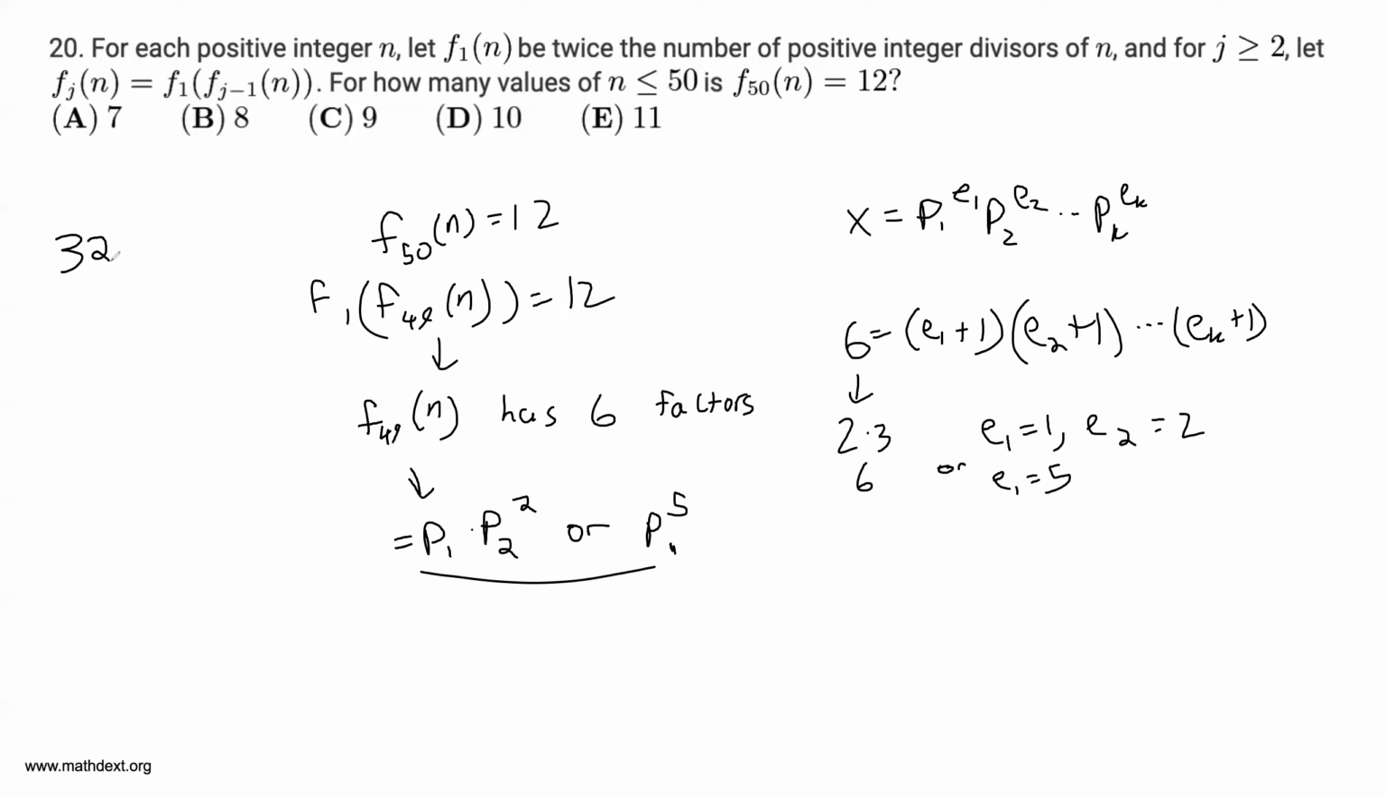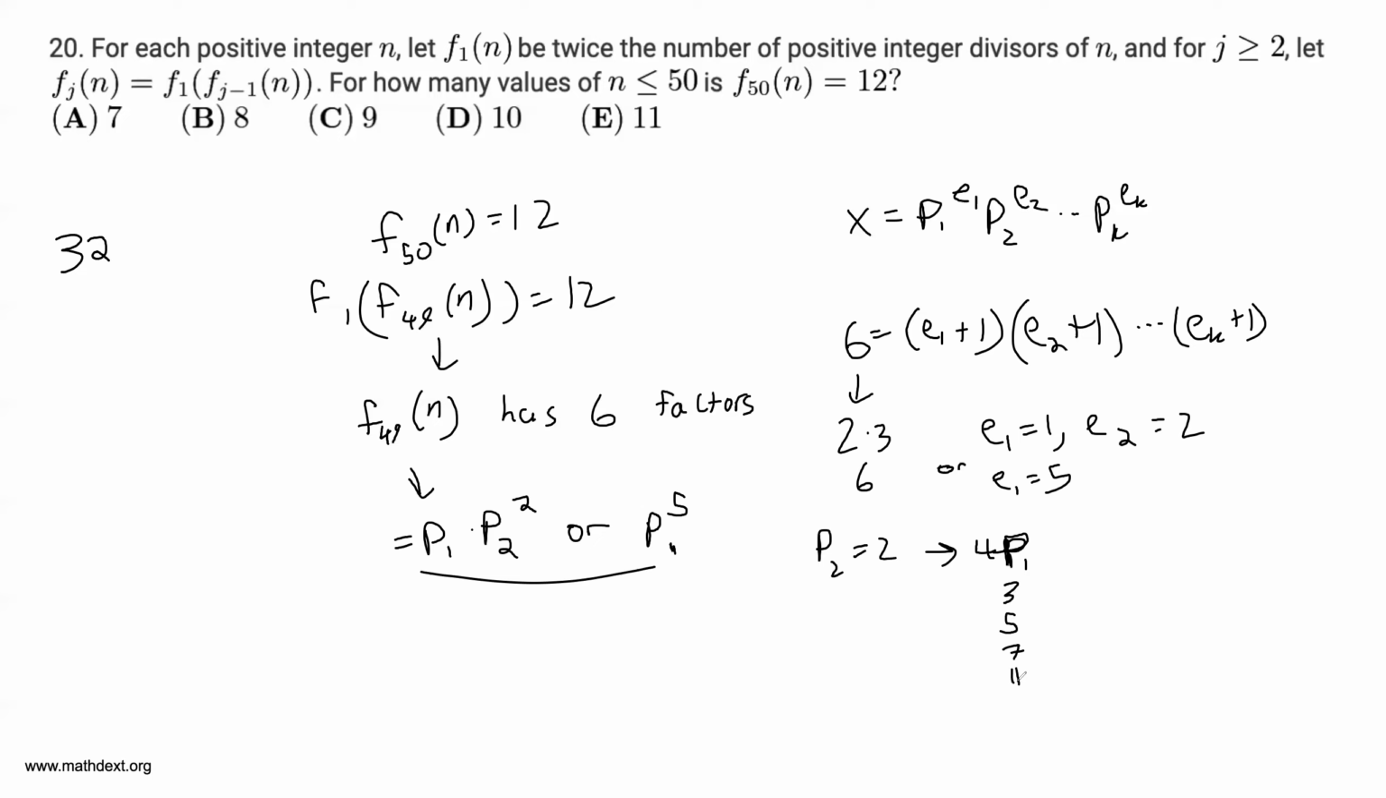Okay, then for P1 times P2 squared, let's do some casework based on what P2 is. So if P2 is equal to 2, then F49 of n becomes 4P1, right? And therefore P1 can equal 3, it can equal 5, it can equal 7, and it can equal 11.